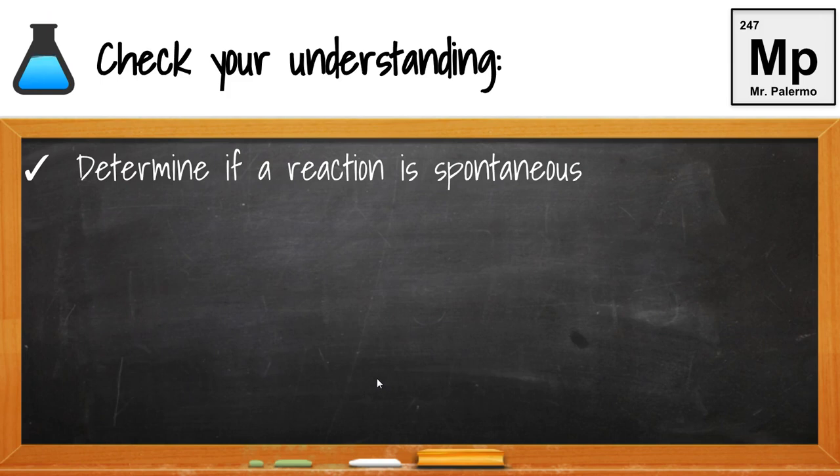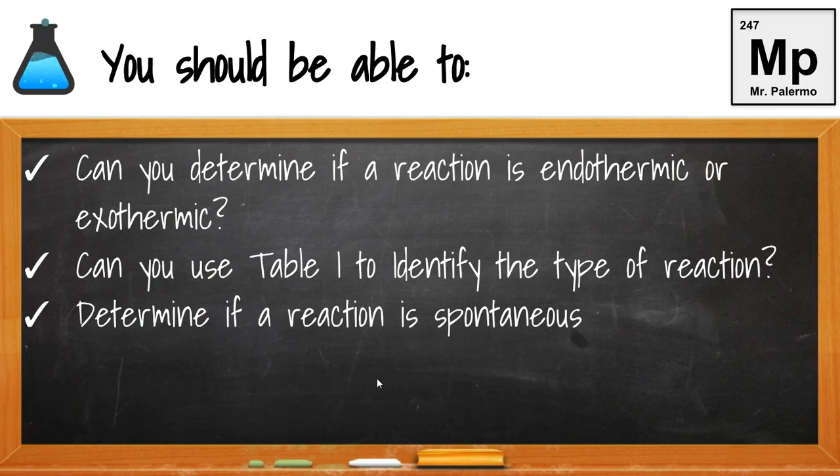Let's check your understanding. Can you determine if a reaction is spontaneous? At this point, you should be able to determine if a reaction is endothermic or exothermic, use Table I to identify the type of reaction, and determine if a reaction is spontaneous.